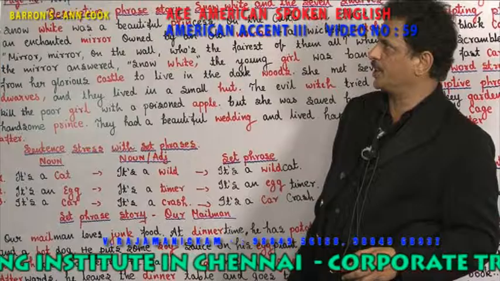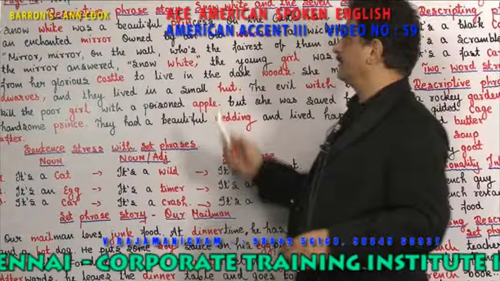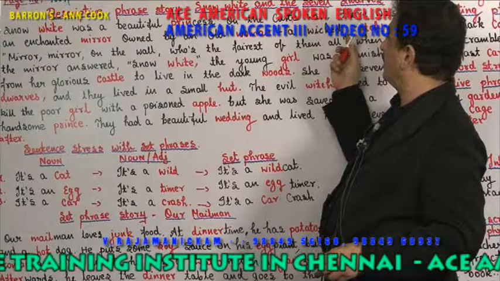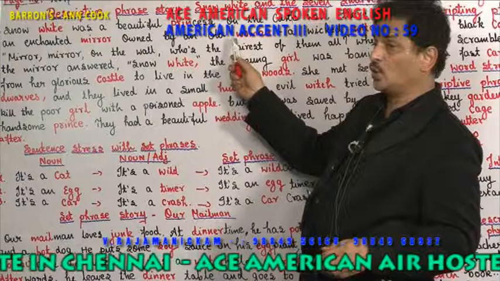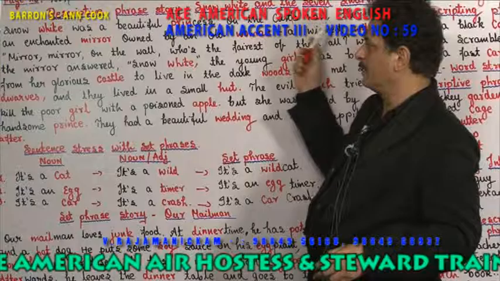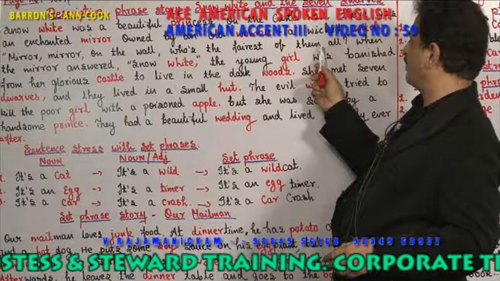Snow White was a beautiful princess on the castle wall. Castle means கோட்டை, wall means சுவர். There was an enchanted mirror, ஒரு அழகான பெரிய கண்ணாடி இருக்கிறது. One by an old woman, ஒரு வயதான பெண். A wicked witch, ஒரு சூனியக்காரி. Mirror, mirror on the wall, கண்ணாடி கண்ணாடியே சுவற்றில் இருக்கும் கண்ணாடியே. Who's the fairest of them all, இருப்பதிலேயே அழகான பெண் யார்?